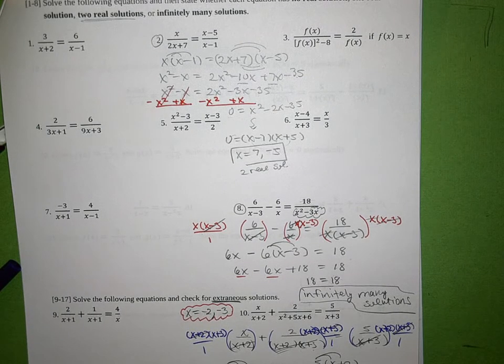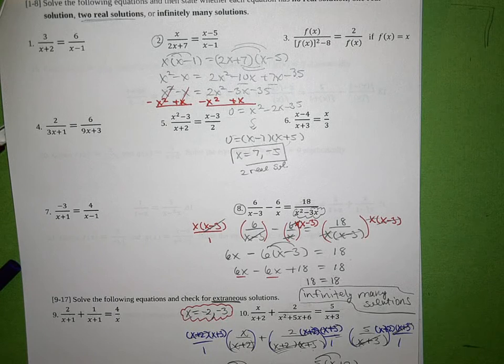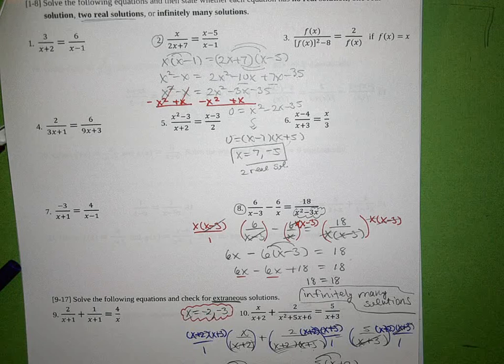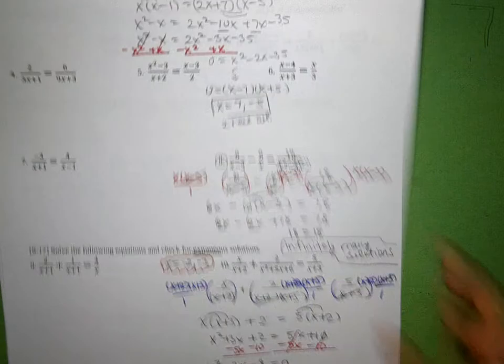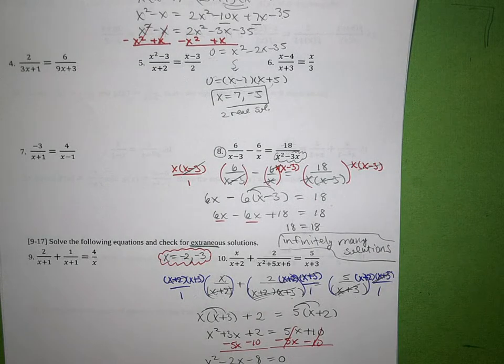So I have minus 5x minus 10, so I can get everything over to one side so we can factor and solve. X squared minus 2x minus 8 equals 0. 3x take away 5x is negative 2x. 2 take away 10 is negative 8.